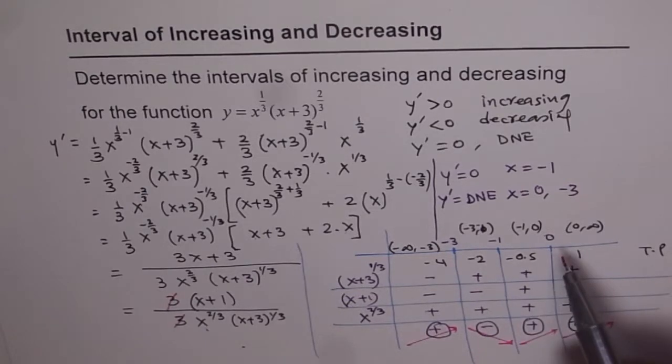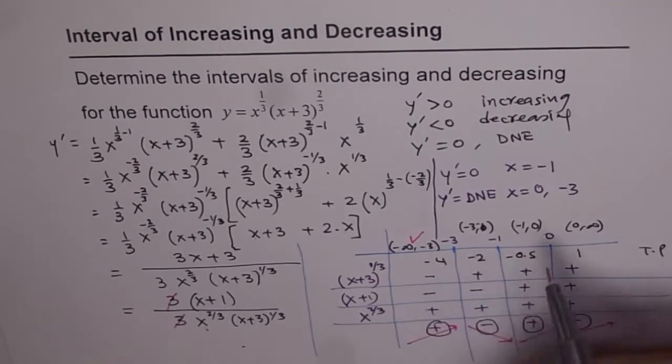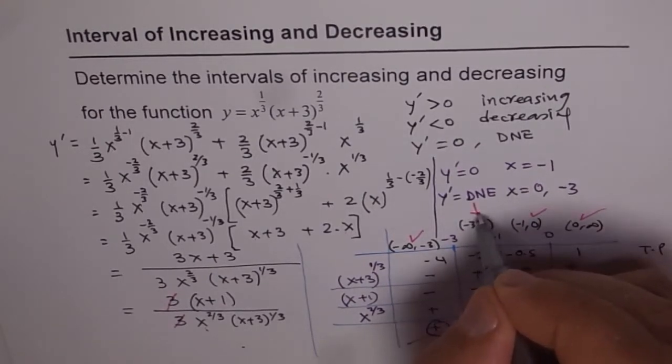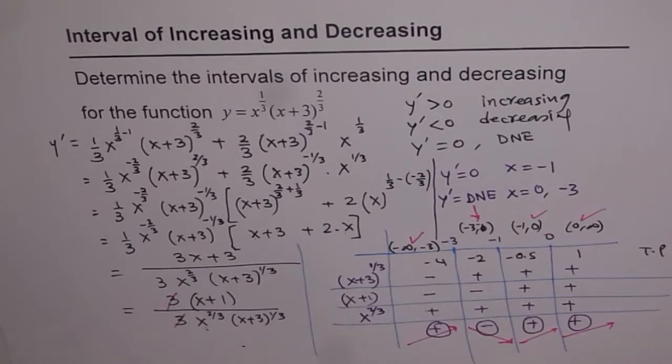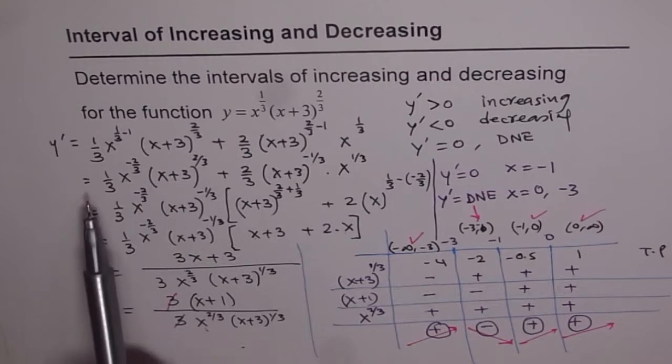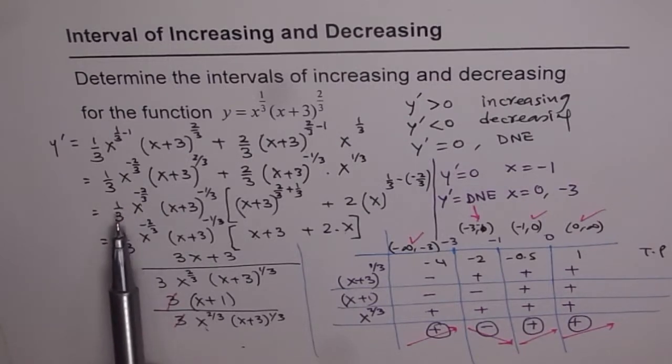So which are the increasing intervals for us? These are the increasing intervals. So we got three increasing intervals, right? And one decreasing interval right there. Do you see that? So that is how you can get increasing and decreasing intervals for this kind of function. I would like you to go through this process, understand the steps, and critically analyze these steps so that you understand how to simplify radicals. And then this part you know, right? And then write down your answer very clearly.